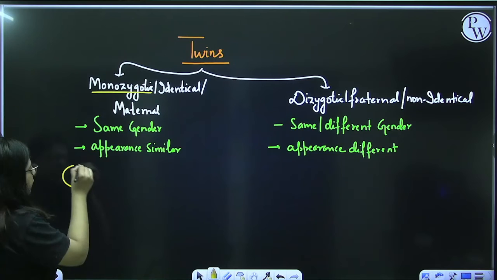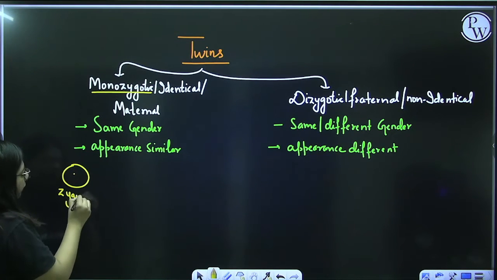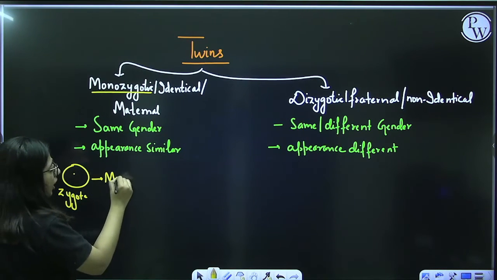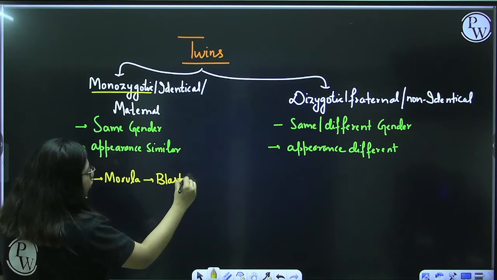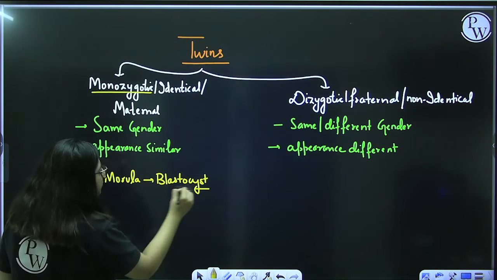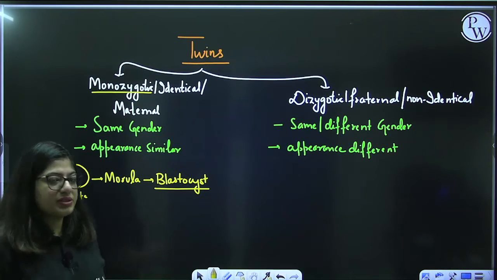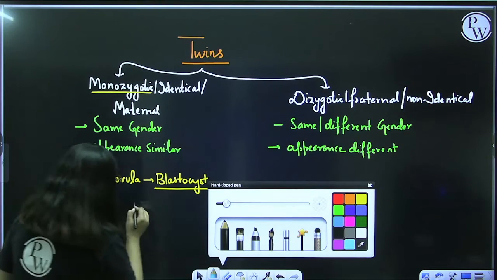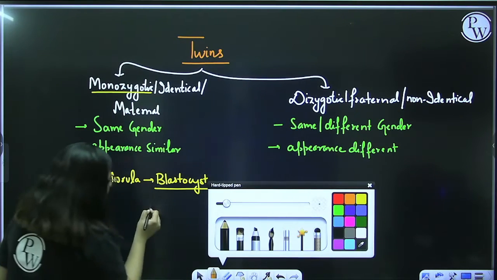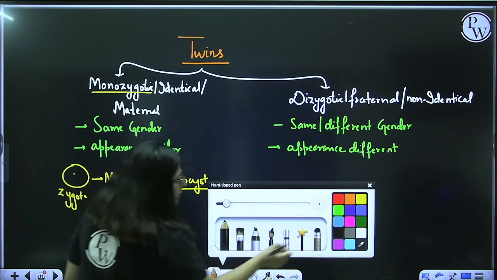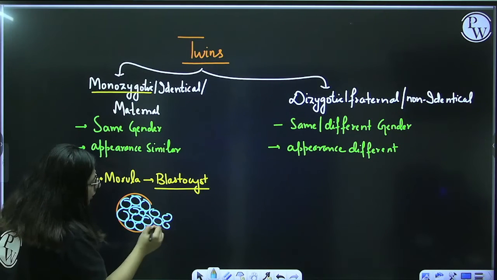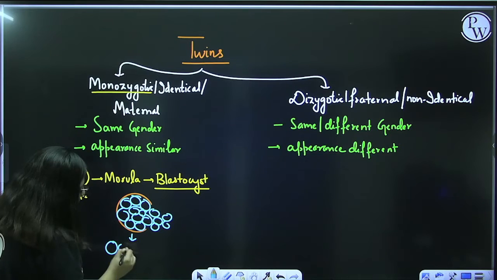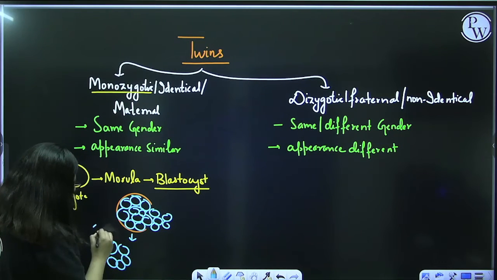When the zygote is formed, the zygote is dividing. Zygote becomes morula, morula becomes blastula or blastocyst. So when this blastocyst is coming out from zona pellucida, remember that stage when a 32 cell stage is formed and it is escaping from zona pellucida like this. At this point, there can be a chance that the embryo gets split into two. There is splitting.